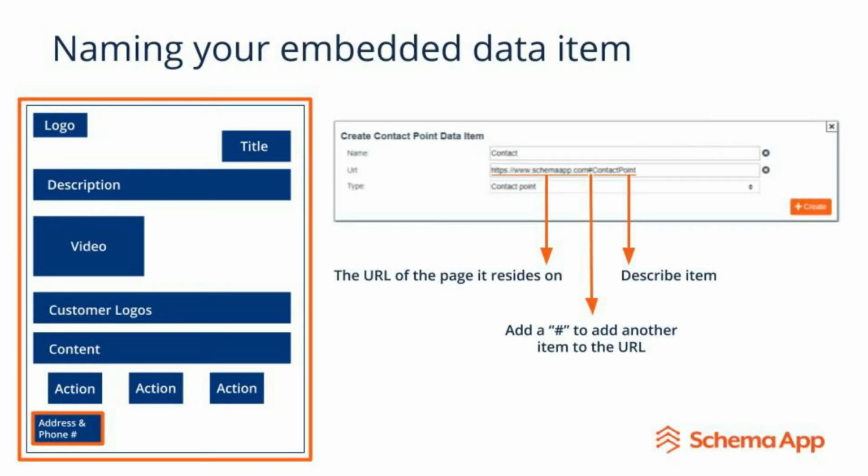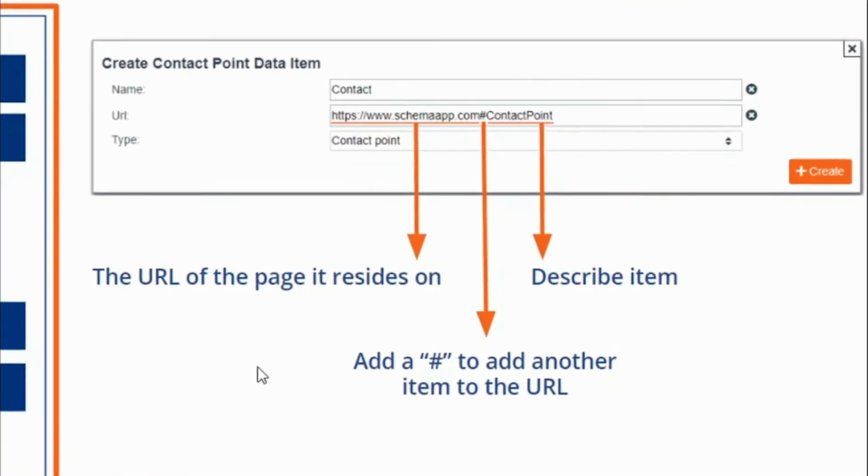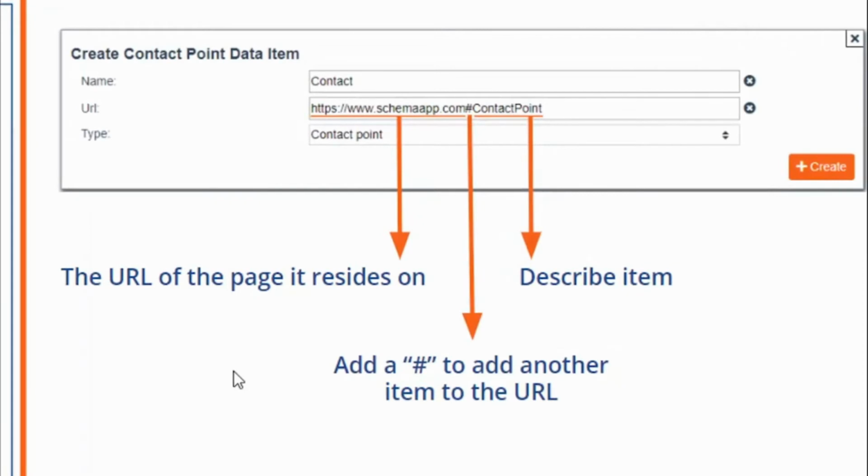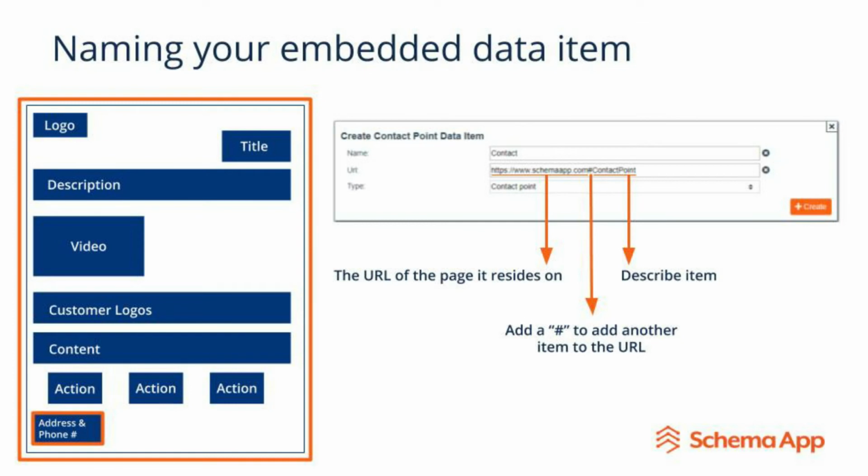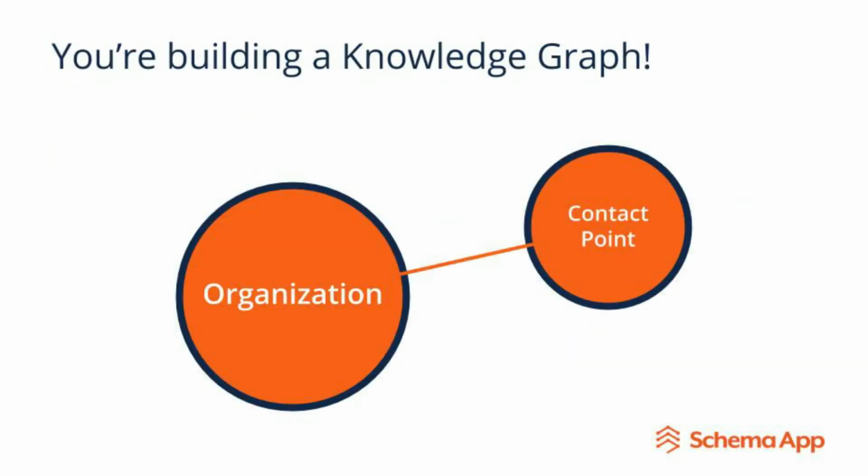When you create your contact point data item, you'll be prompted to name it and give it a URL, but you've already used that URL for the home page, so you'll need to differentiate the URL for the contact point. Simply add a hashtag to the URL plus a description at the end of the URL to create a unique URL for this data item. And as you're connecting your data items to one another, you're building a knowledge graph. And in doing so, you're helping the search engines understand how your content is connected to your organization and to other things on the web.